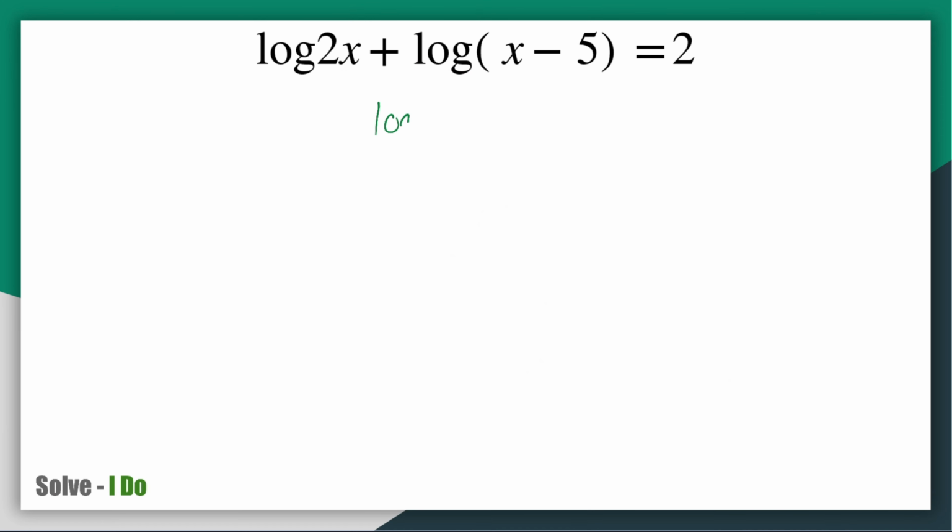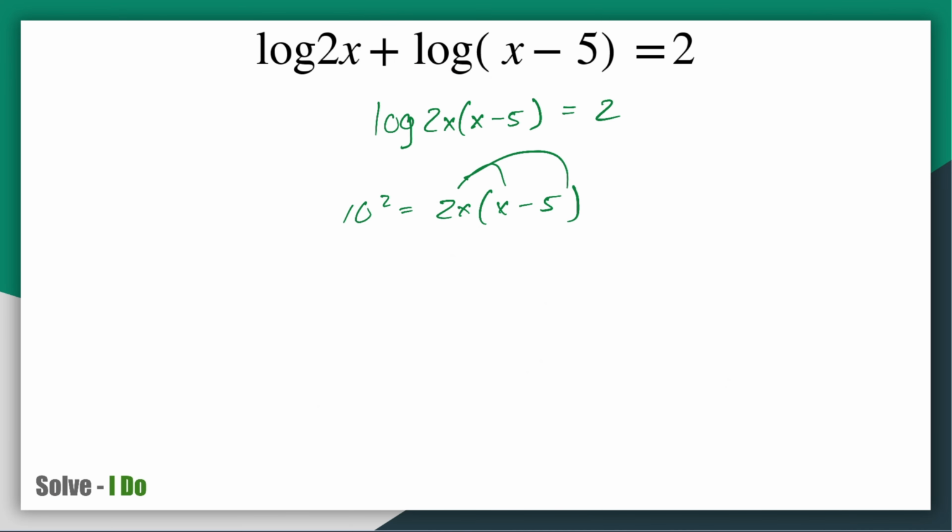This becomes log of 2x times x minus 5, right? Equal to 2. Now we can simplify that. So let's just go right ahead and do our next step, right? So we technically have a 10 here. So 10 to the power of 2 is equal to 2x times x minus 5, okay? And now again, you could have simplified that already, and that's going to be my next step anyways, right now, to simplify it. And we're going to go ahead and solve for x.